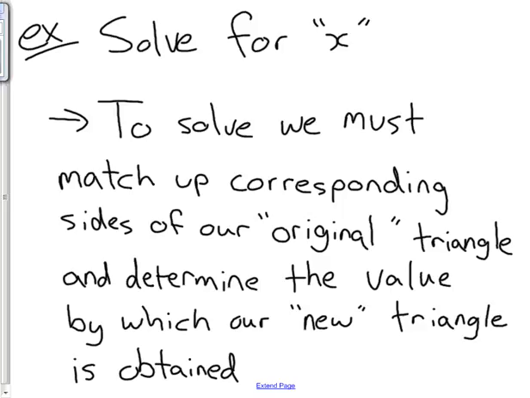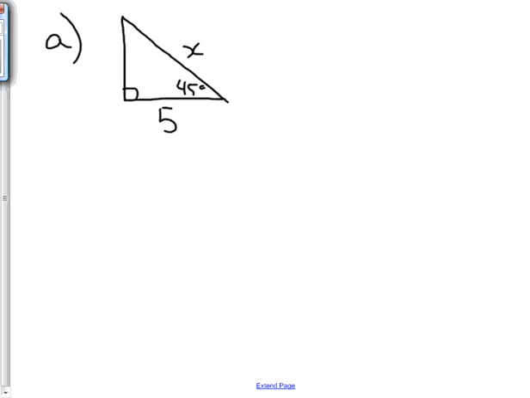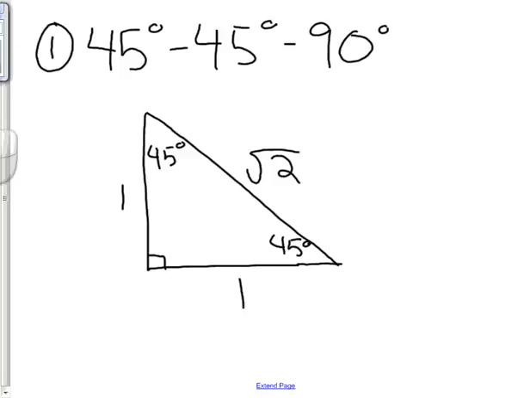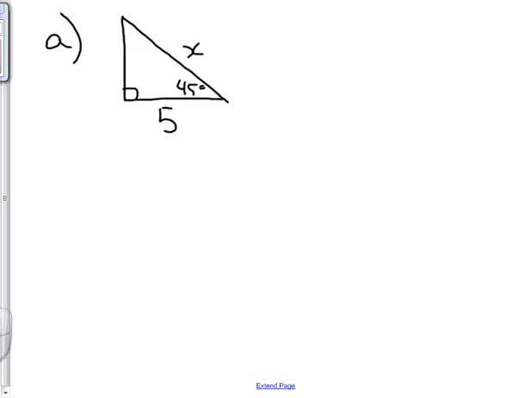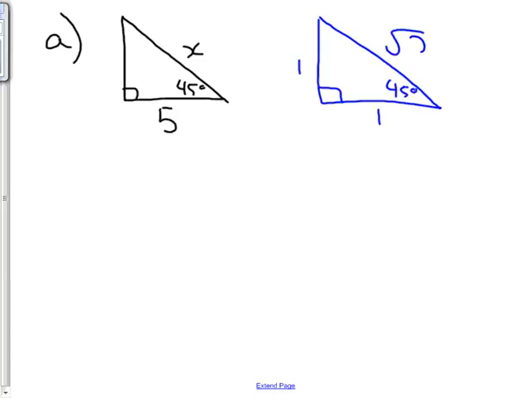So if we're going to solve for x, we match up corresponding sides of our original triangle with the new triangle. We match them up with the sides. So this is what we know for a 45, 45, 90 triangle: this is 1, this is 1, this is root 2.